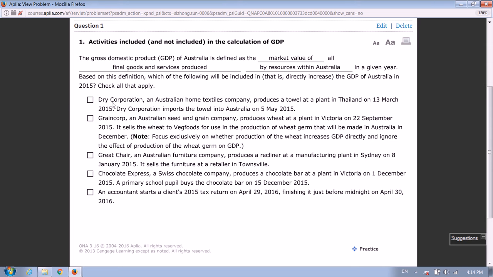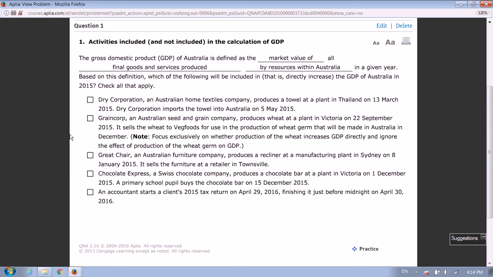First one, Dry Corporation, an Australian home textiles company, produces a towel at a plant in Thailand on 13 March 2015, and Dry Corporation imports the towel into Australia on 5th of May 2015. So this product is produced in Thailand, not in Australia. So this is not Australia's, should not count towards Australian GDP.